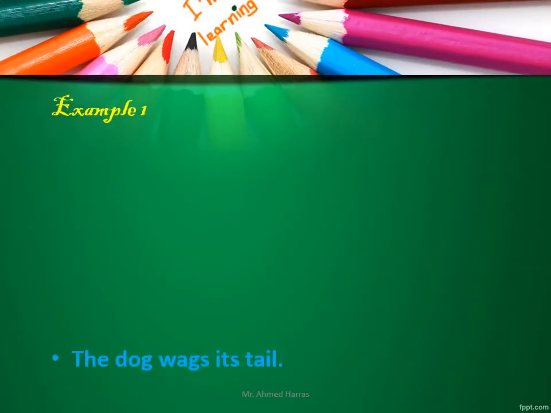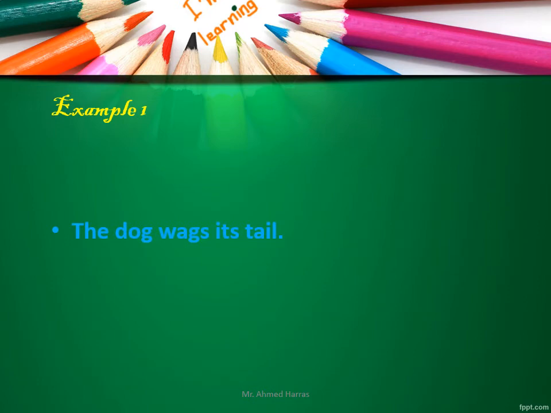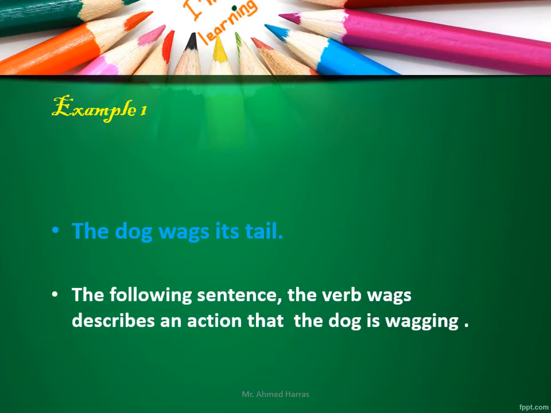Example number 1. The dog wags its tail. In the following sentence, the verb wags describes an action that the dog is doing.